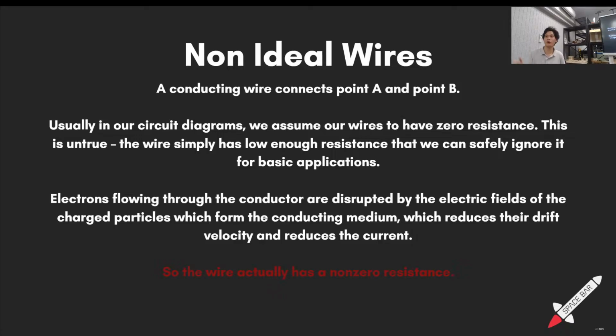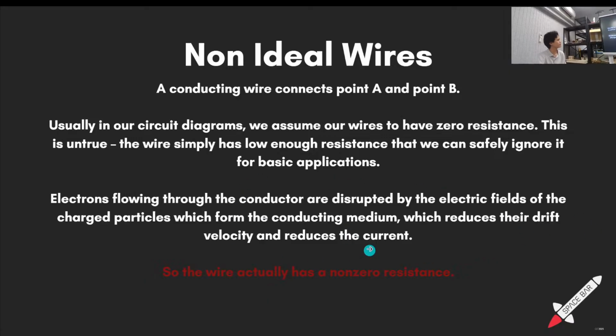In fact, going forward, most of the whole back half of the course is about how to stop your wires from being terrible. Okay. All right. So a conducting wire connects point A to point B. Usually we assume the wires have 0 resistance, but actually the wire usually simply has a low enough resistance for it to not matter. Okay.